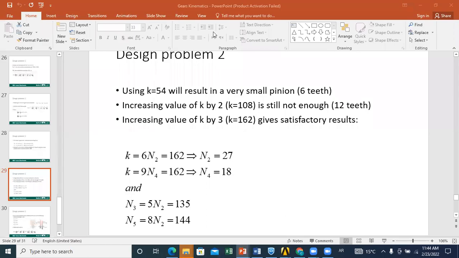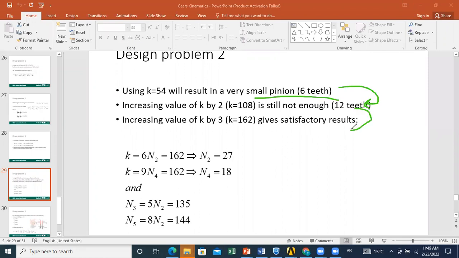Okay, so as we said, if we take k equal to 54, the smallest pinion will be very small, with a number of teeth equal to 6. If we multiply by 2, it's still smaller than the allowable value, which is 13. If we multiply by 3, we get 18, which is an acceptable result.